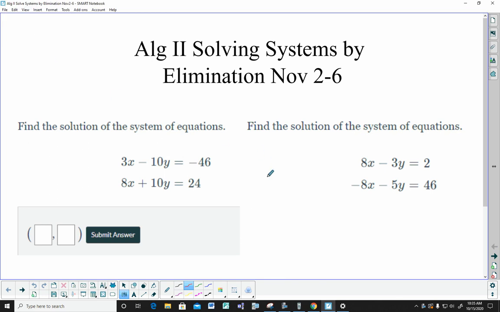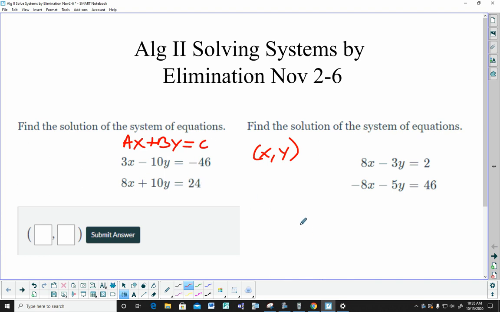Hello everyone. So this is for the first assignment for solving systems by elimination. Sounds fancy, doesn't it? What you're still looking to find is a coordinate where these two lines touch. And what I want you to notice, over substitution, is that these are both written in standard form, Ax plus By is equal to C.